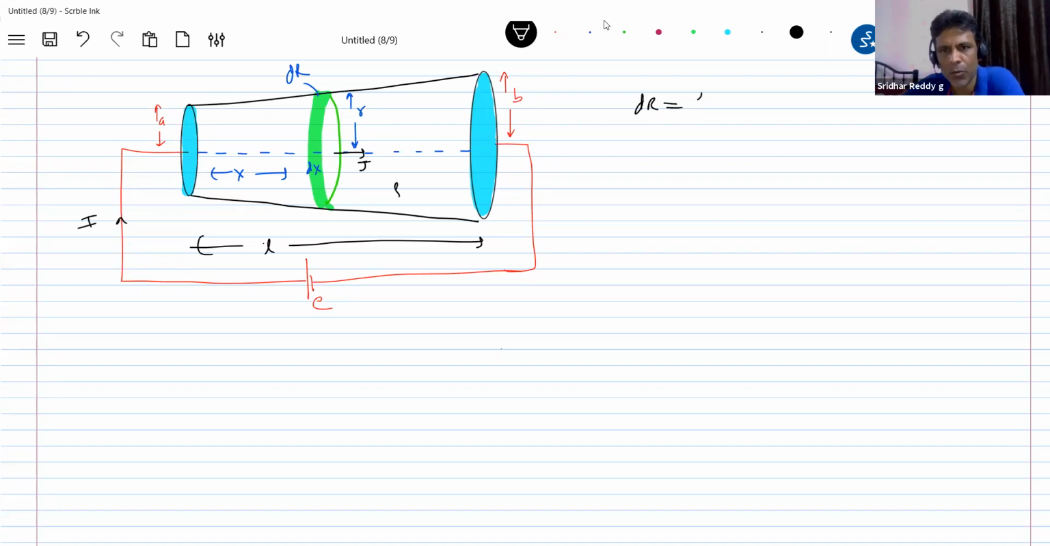So what is the resistance of this small element? dR should be equal to rho dx over area. The area of this is pi r squared. We can't integrate directly, you know, so I should bring in the terms. Look at this triangle: this side is b minus a, this is r minus a, this is x, and this is theta.